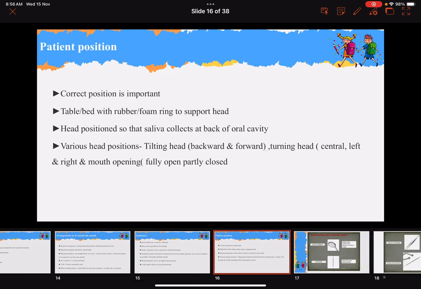For the patient position, the correct position is important. Use a table or bed with a rubber or foam ring to support the head. The head is positioned so that saliva collects at the back of the oral cavity. Various head positions include tilting down, turning the head, and right and mouth opening.